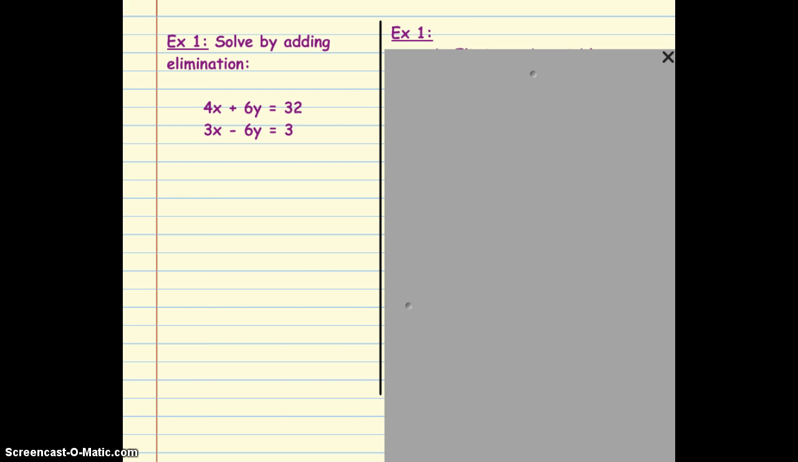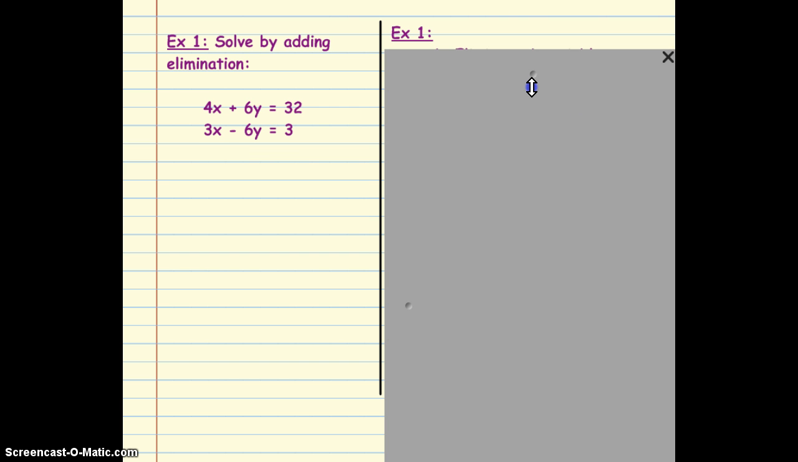Alright, example 1. We are going to solve by adding elimination. And the two equations we have are 4x plus 6y equals 32 and 3x minus 6y equals 3. Now we could go ahead and turn these into y equals mx plus b form, graph them, and find where these two equations cross. But I'm going to show you how to do this algebraically today. And we know that we are going to use adding because when we take a look, our y variables have the same number in front, but they are opposites. One of them is a positive 6, one of them is a negative 6. So these are exact opposite coefficients.